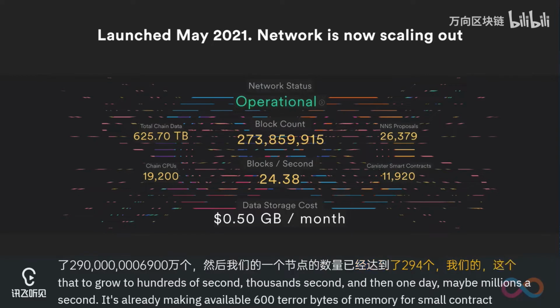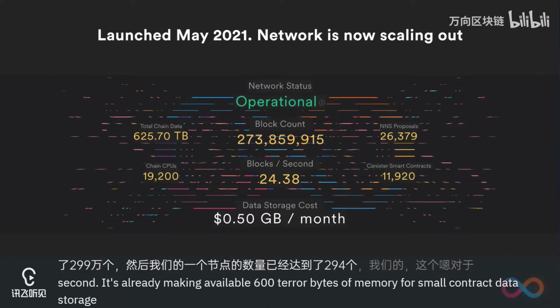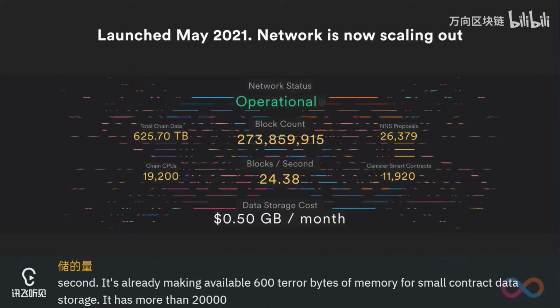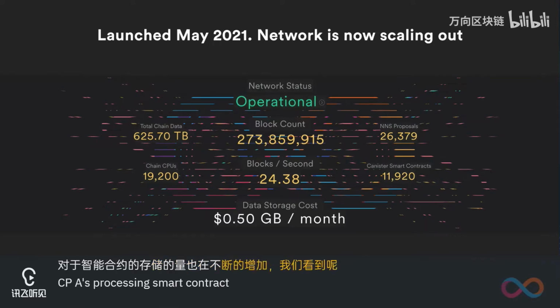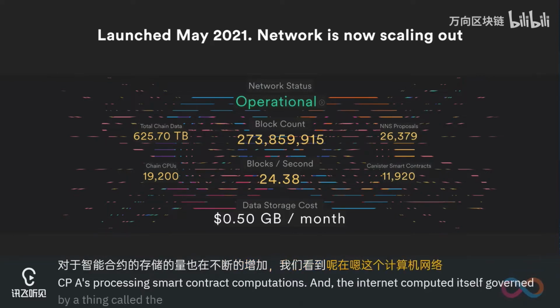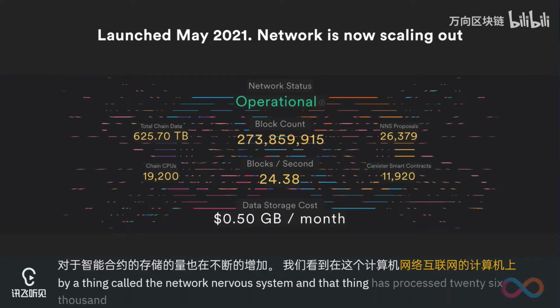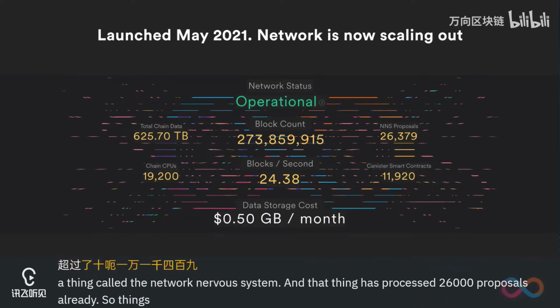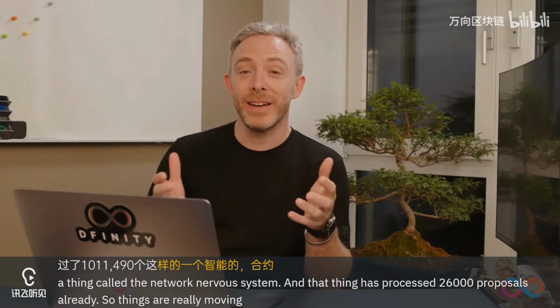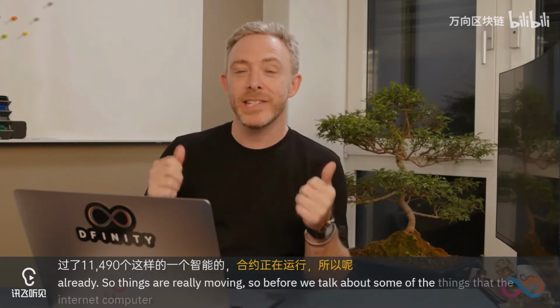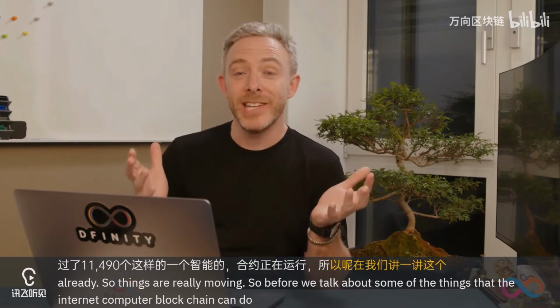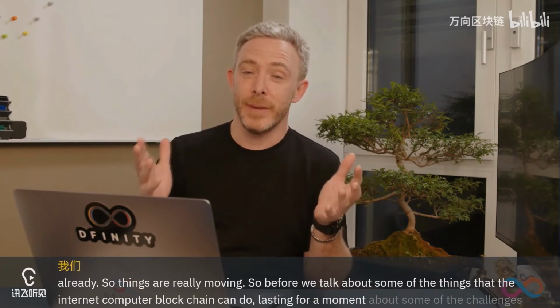Data storage. It has more than 20,000 CPUs processing smart contract computations, and the internet computer is self-governed by a thing called the network nervous system, and that thing has processed 26,000 proposals already. So things are really moving. So before we talk about some of the things that the internet computer blockchain can do, let's think for a moment about some of the challenges in today's blockchain space.